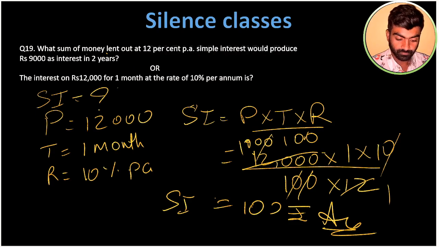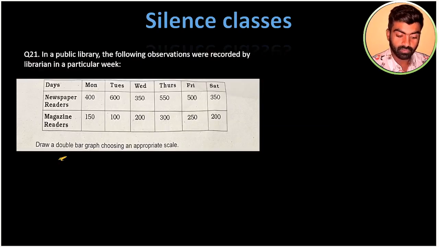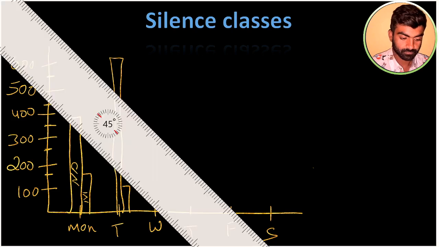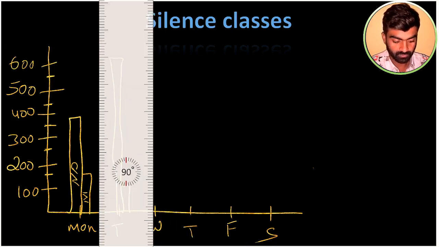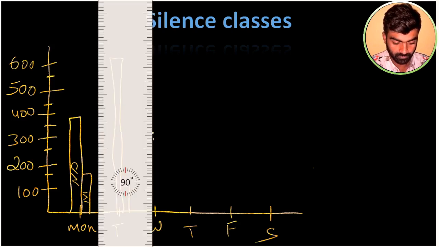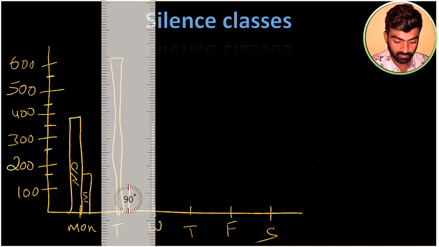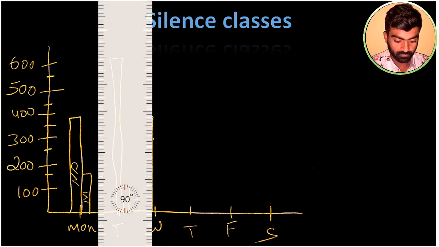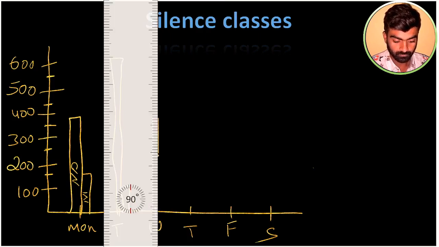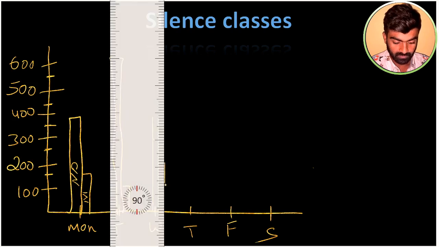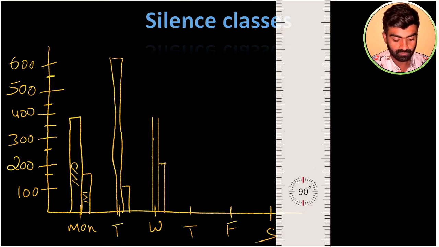Now 350 and 200. Let's take a ruler like this. And 350 from here, like this. 350 and 200, so I will draw it like this. 350 and 200. From here I will draw 200. Like this, so I can make it like this.